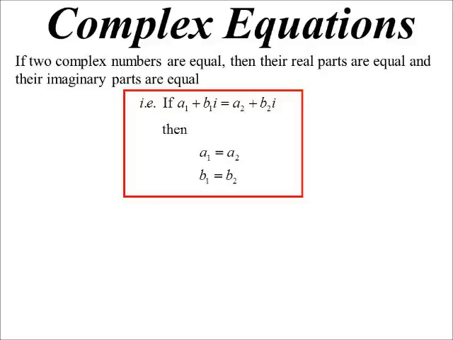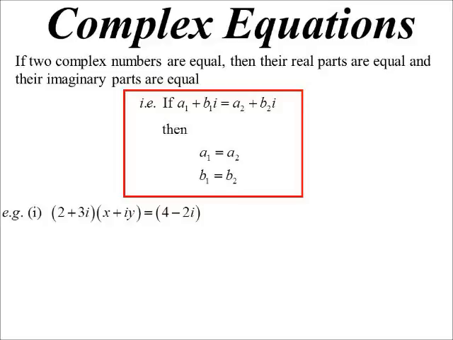So to put that in a more formal way, I suppose, if A1 plus B1i is the same as A2 plus B2i, then the only possibility for this is that A1 is equal to A2 and B1 is equal to B2. So the real and the imaginaries don't mix.